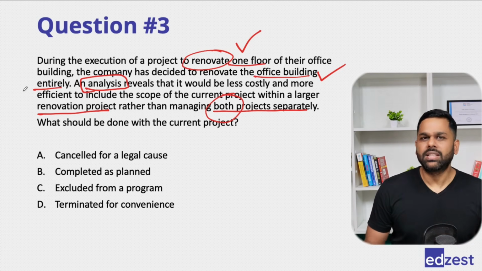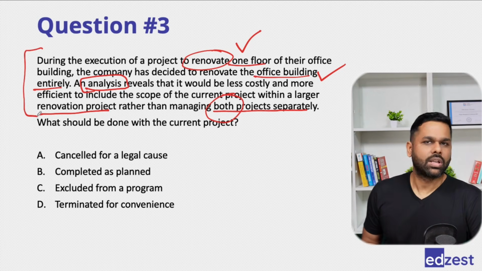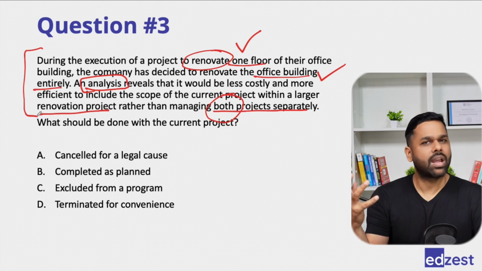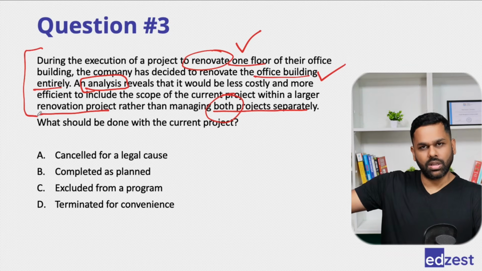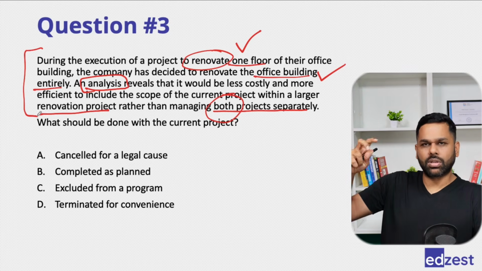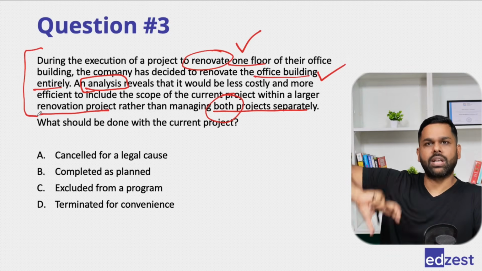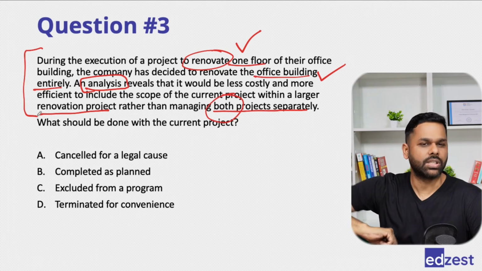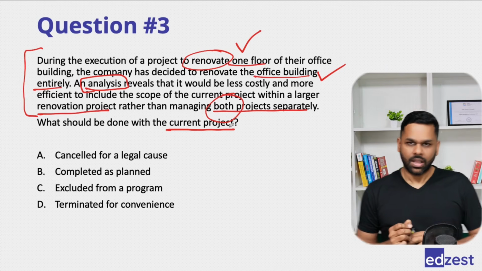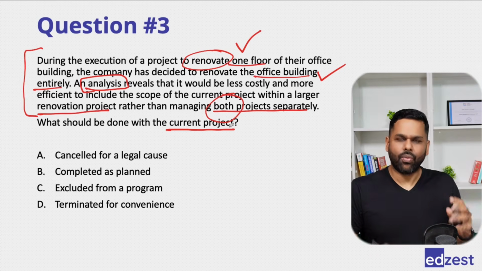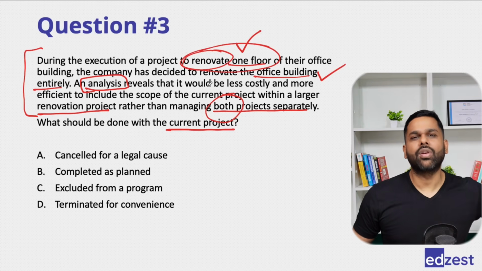Right? Imagining what the situation could be, trying to visualize the scenario, is very, very important. So you were renovating one floor, and analysis suggested that if you combine the scope of this one floor into the entire building, it will be more beneficial. So what should be done with the current project? When this is the case, what would you do with the project where you are renovating one floor?